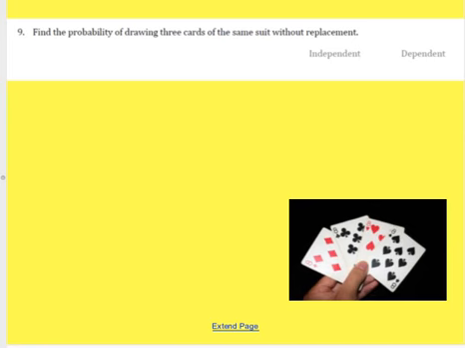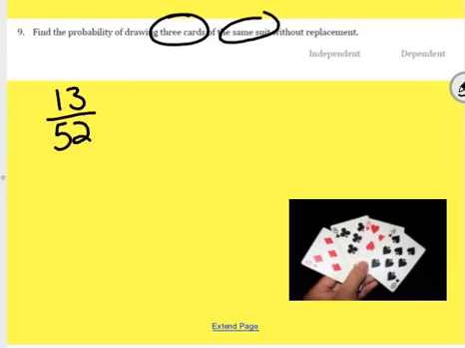2 more. Hang with me. Find the probability of drawing 3 cards of the same suit without replacement. This shouldn't be too bad. 3 cards of the same suit. Now, there's 4 suits, but no matter what suit I pick, there's 13 in a suit out of a grand total of 52 cards. Now, if I take one away, there's going to be 12 in that suit out of 51. And if I take another one away, it's going to be 11 out of 50. Did I pick a suit? No, it doesn't matter. They're all going to have the same probability. The hearts are going to have the same probability without replacement as the diamonds, as the clubs, as the spades.